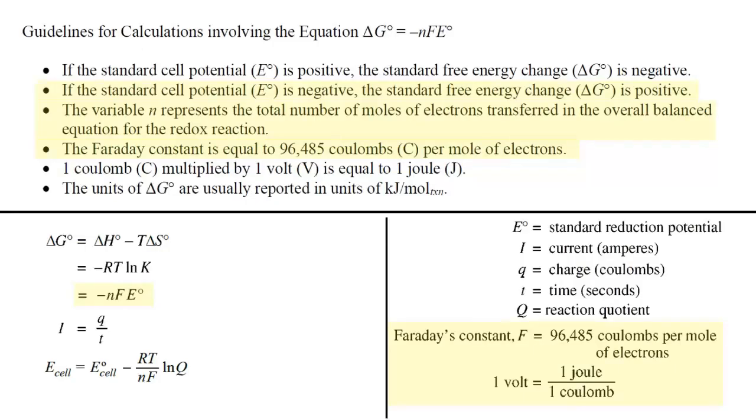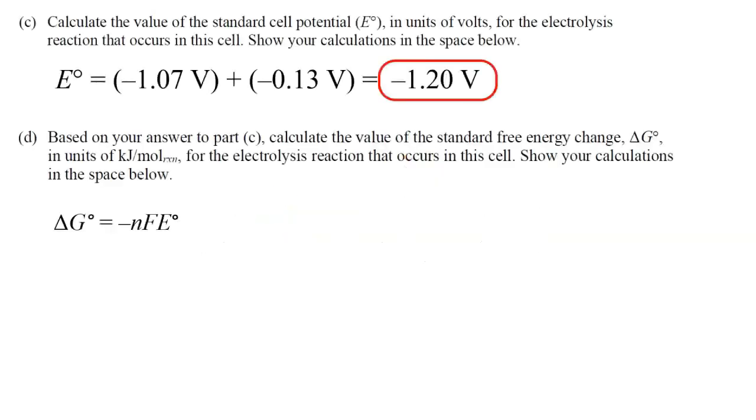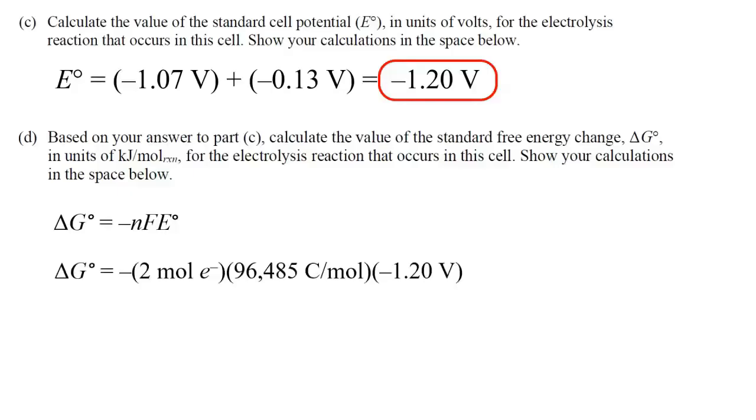So here on this next slide are the general guidelines for calculations involving this equation. So if the standard cell potential happens to be negative, then the value of delta G will have a positive sign. And the variable N represents the total number of moles of electrons transferred in the overall balanced equation for the redox reaction. And on the equation sheet, we can see that the Faraday constant is 96,485 coulombs per mole of electrons. So remember that the electrons that are lost have to equal the electrons that are gained, and so we see that would be 2 electrons lost, 2 electrons gained. So N represents 2 in our calculation. So delta G equals negative N times F times E, where N represents 2 moles of electrons transferred, and then there's the Faraday constant, and then the cell potential, negative 1.20 volts.